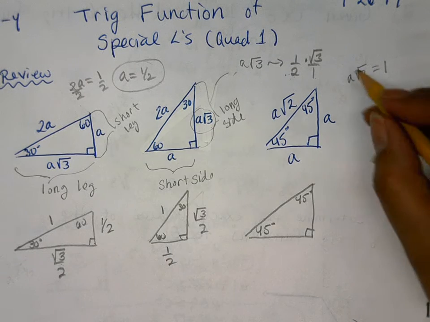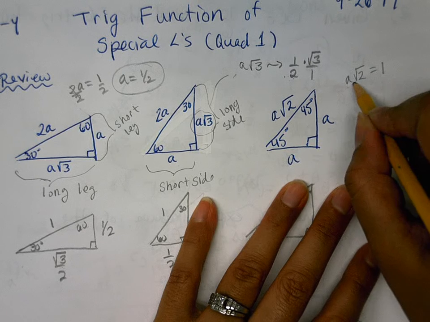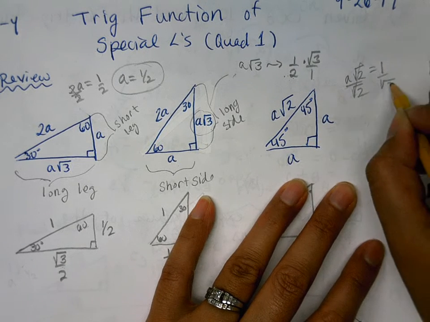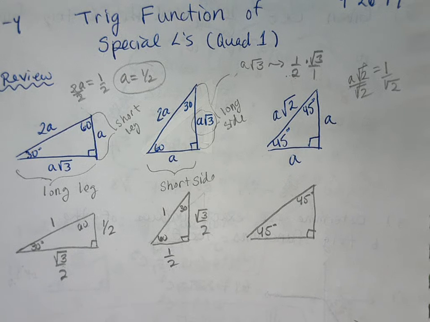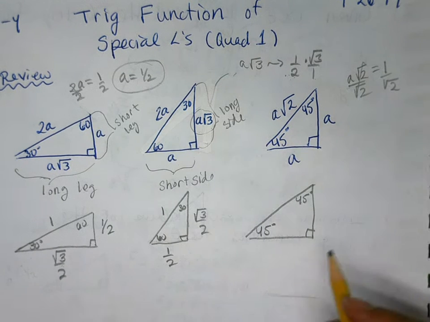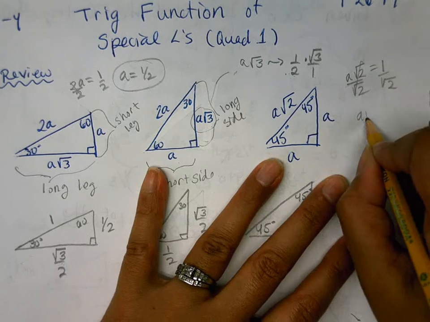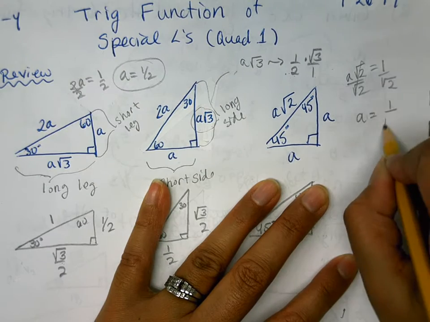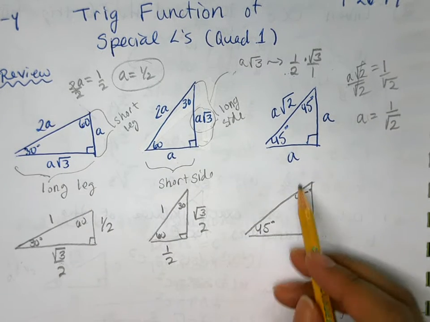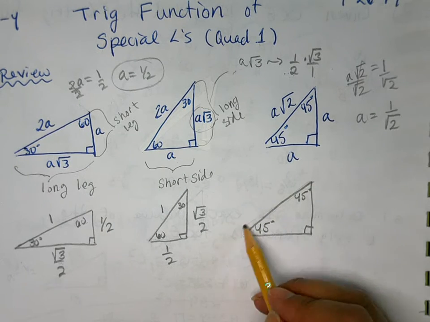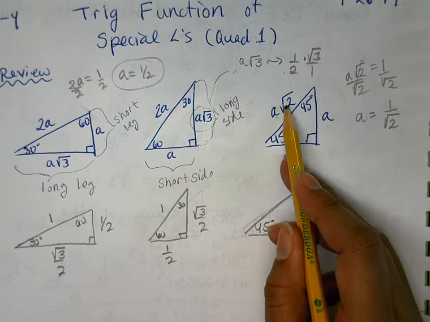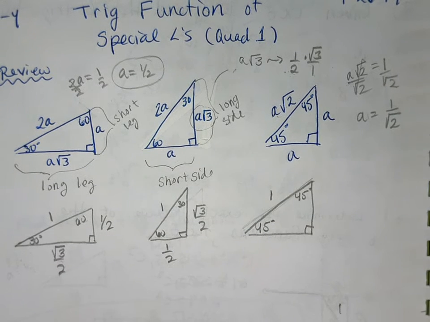All right, I'm going to divide. And I get 1 over root 2. Is 1 over root 2 equivalent to root 2 over 2? Yes, I'm going to leave it as 1 over root 2. A equals 1 over root 2. All right, so I want this here to be 1, and A is 1 over root 2. 1 over root 2 times root 2 does indeed become 1, yes or no?